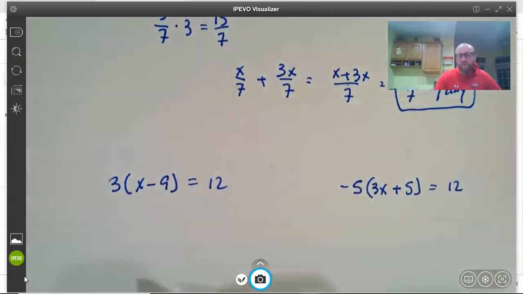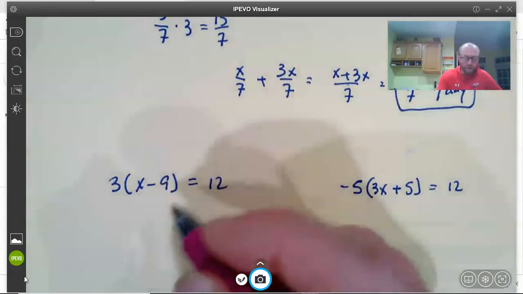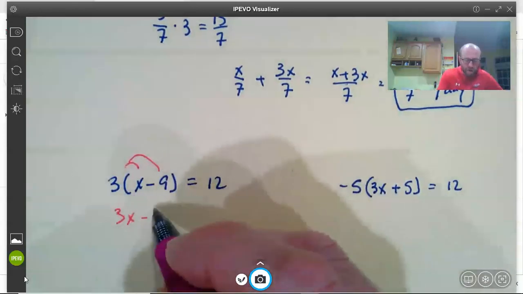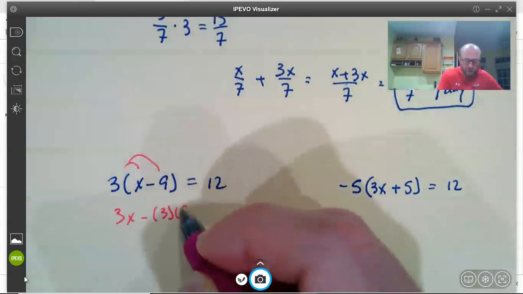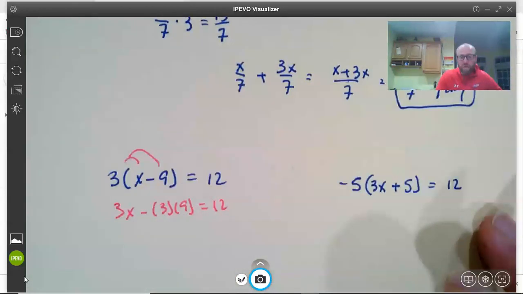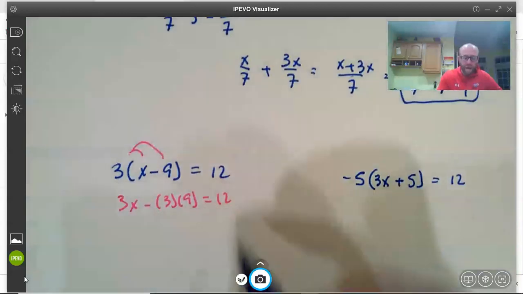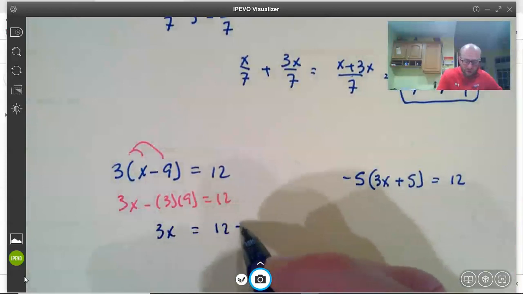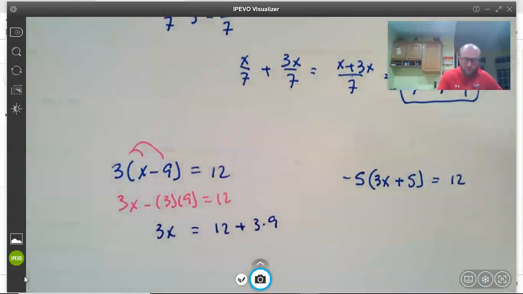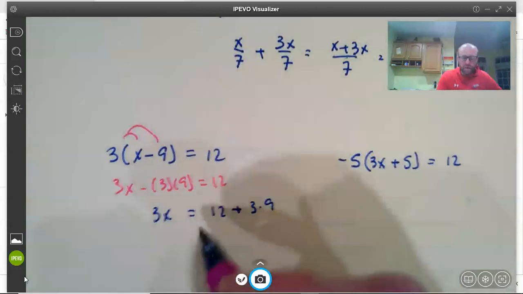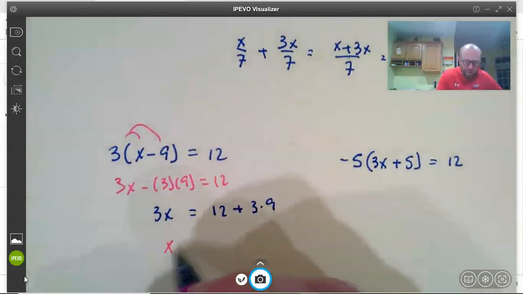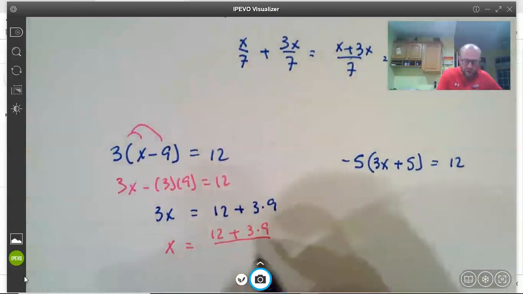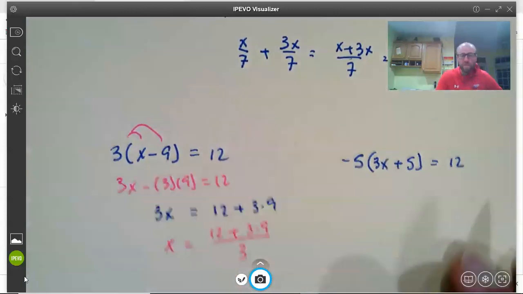We could do distributive property. In fact, we could go ahead and do that. So if I did distributive property, I'd end up with 3x minus 3 times 9 is 12. I would then add 3 times 9 to each side. 3x equals 12 plus 3 times 9. And then I would divide both sides by 3, giving us 12 plus 3 times 9 over 3.